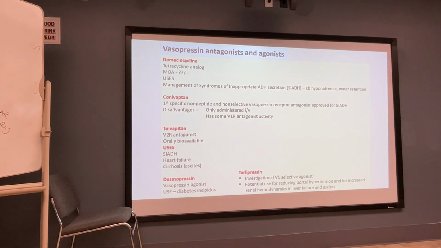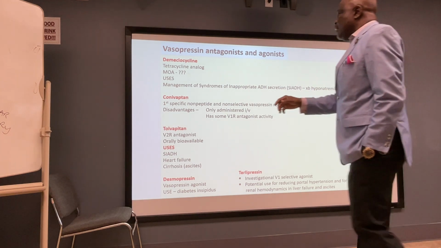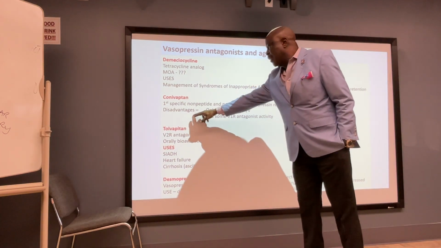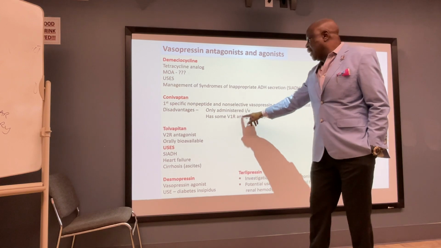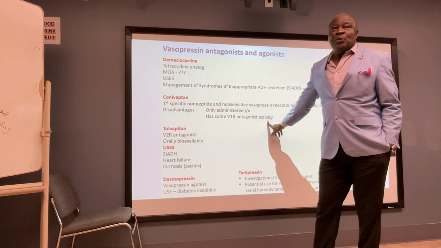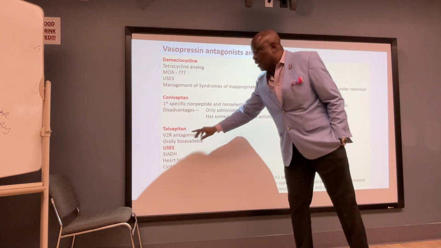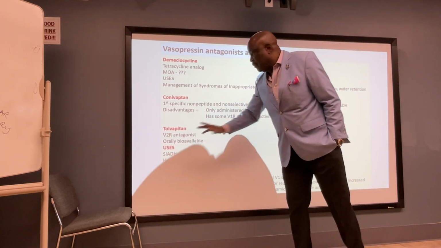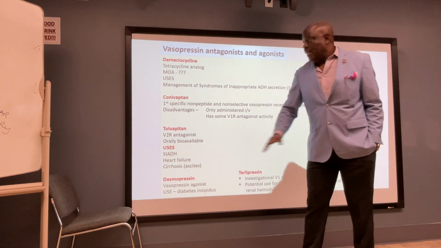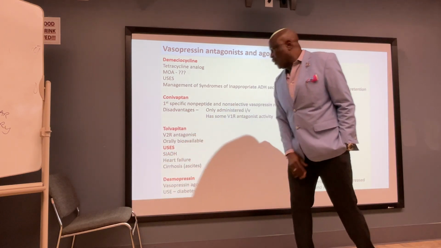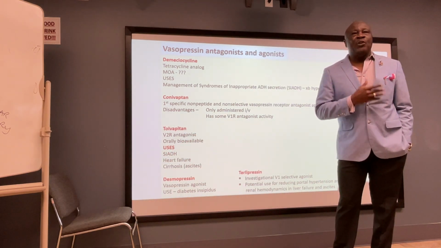Water retention is coming from excessive antidiuretic hormone activity. So you can give this, but the disadvantage of this is that it also has V1 receptor antagonist activity, which you don't want. This one is straightforward V2 receptor antagonist. And good thing is also that it can be given orally.